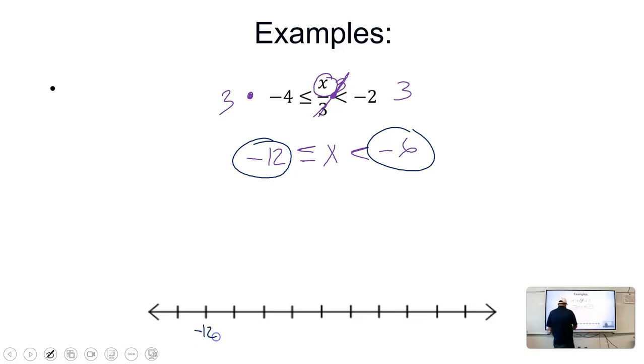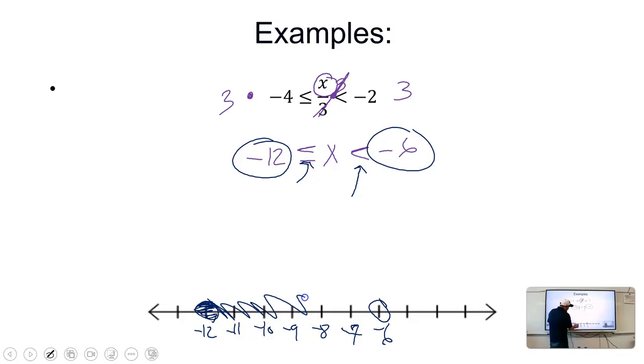So we're going to put negative 12, negative 11. And remember, on your assignment, these will all be filled in for you. The numbers will be. So, boundary point at negative 12, and it is closed because we have an or equal to sign. Negative 6 is open because we do not have an or equal to sign. And then shade between them.